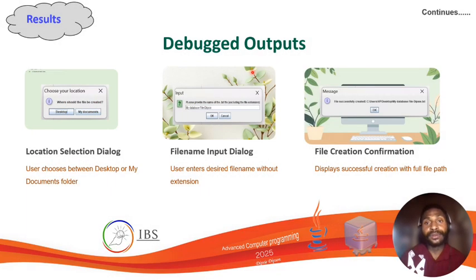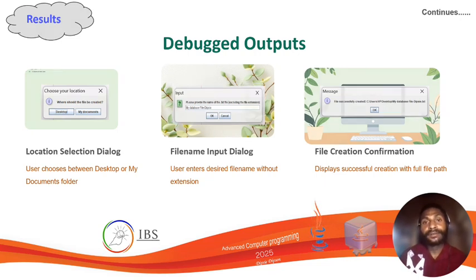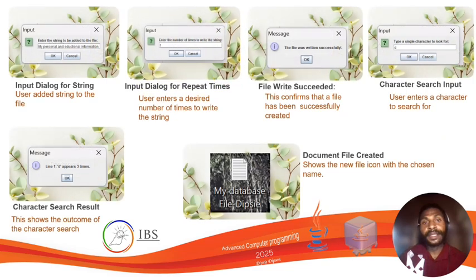Here we have the debug outputs or results. The user interface is entirely built with JOptionPane. It includes dialogs for selecting the location, entering the file name and search character, and displaying the results clearly for each step. Let's continue to the next slide. These results show the text added to the file, the number of repetitions, and the outcome of the character search. The user also gets feedback confirming the operation's success.